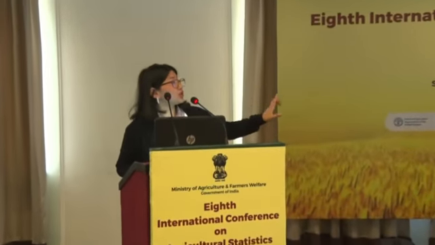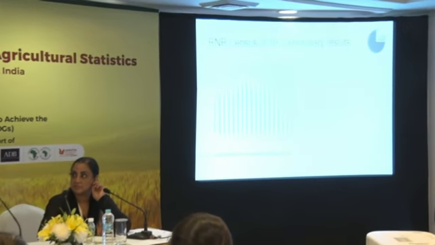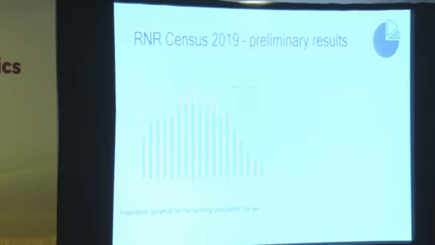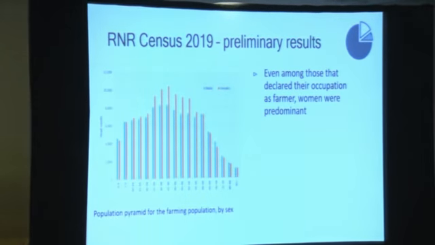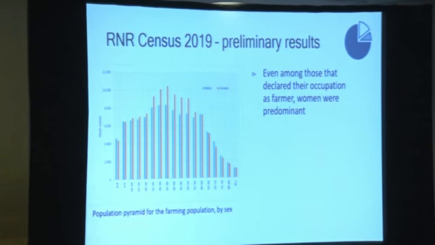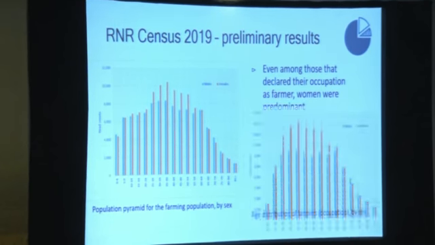I don't know if it's visible, but the red bar shows the female and the blue bar shows the male. So we can see that this is the population demography from the population that were engaged in agriculture. So we can see that women are more in the working age population, and even more so among those that declared their occupation as farmer, women were more predominant.